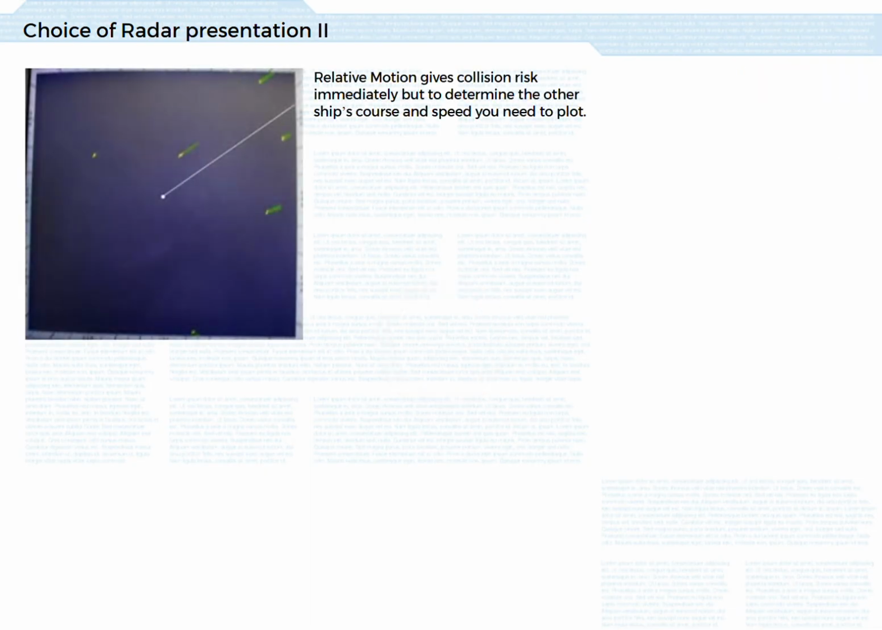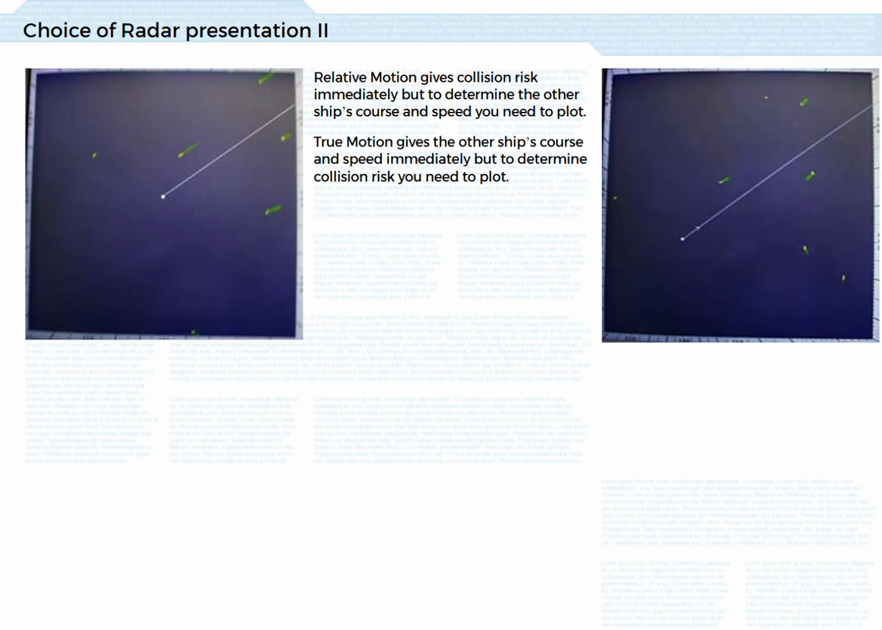Relative motion gives collision risk immediately, but to determine the other ship's course and speed, you need to plot. True motion gives the other ship's course and speed immediately, but to determine collision risk, you need to plot. The decision is, what is needed first?